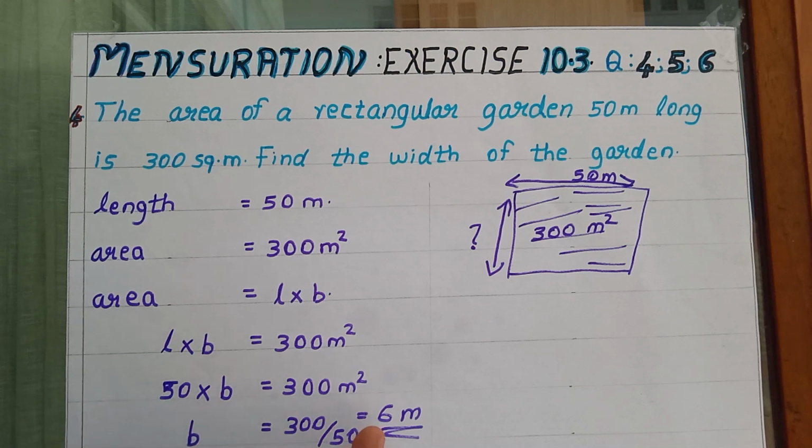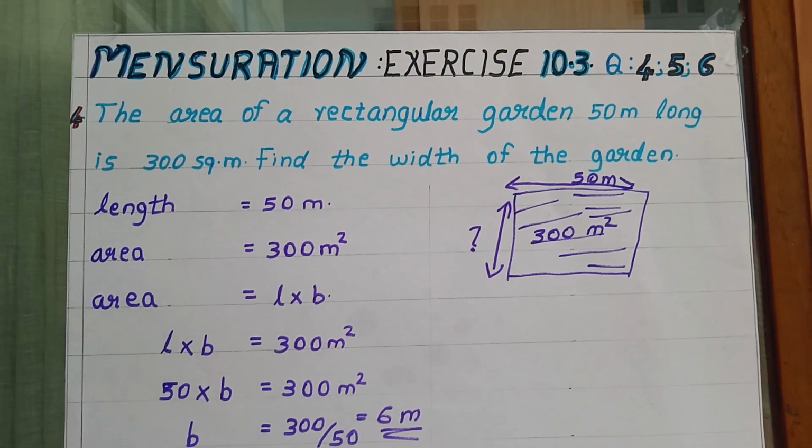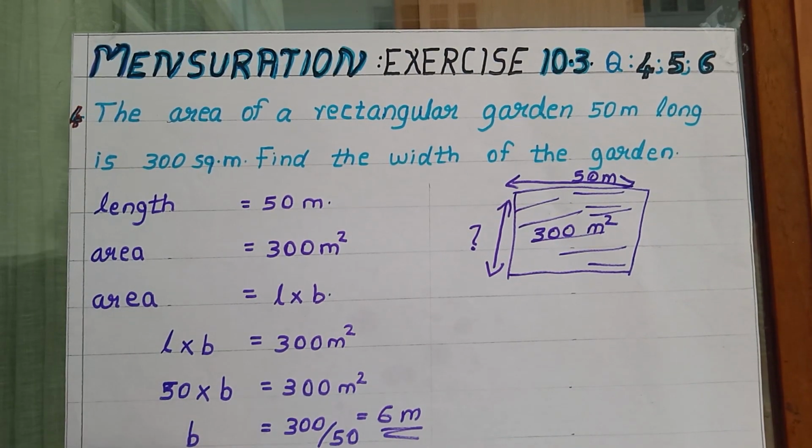From this equation we can easily find out B. Taking this 50 to the other side, multiplication will be changing into division. So 300 divided by 50 equal to 6 meter. Why it is meter? Because we are writing the unit for breadth. Breadth will be measured in unit meter. I think you understood this problem.